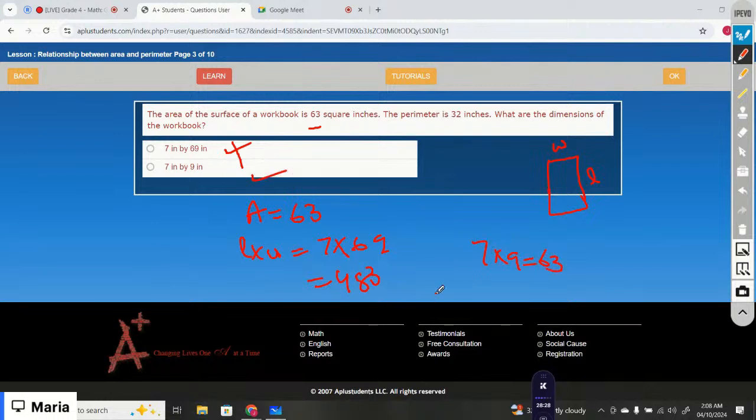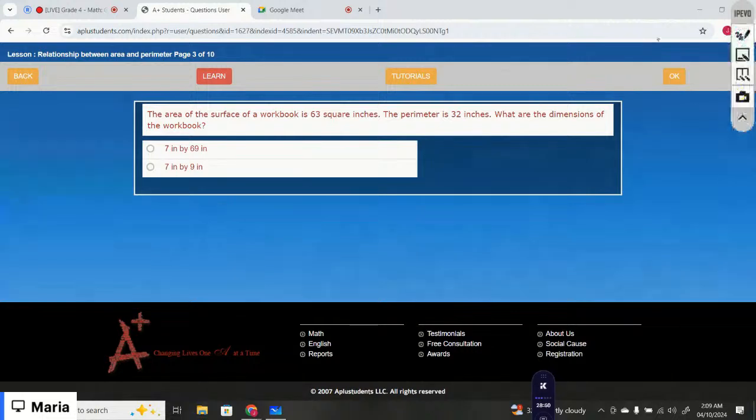You can check for the perimeter. For the perimeter, you need to add 7 plus 7 plus 9 plus 9. So 9 plus 9 makes 18 and 18 plus 14 makes 32. So option number 2 is the correct option. That is 9 inches by 7 inches. Got it? That's option number 2. 7 by 9 is the correct option. That is the perimeter of the workbook.